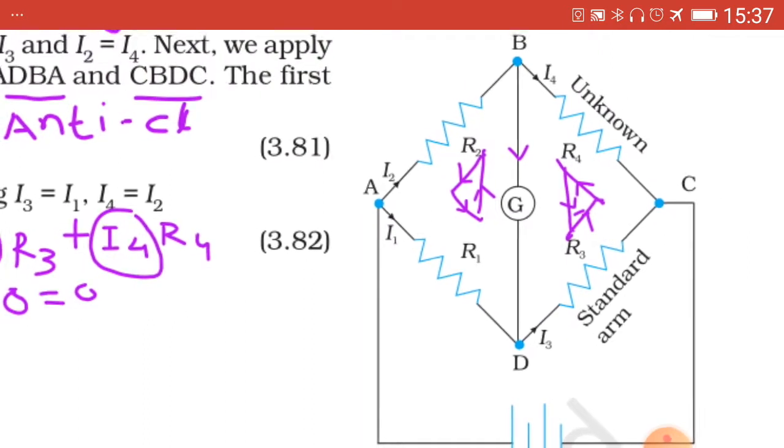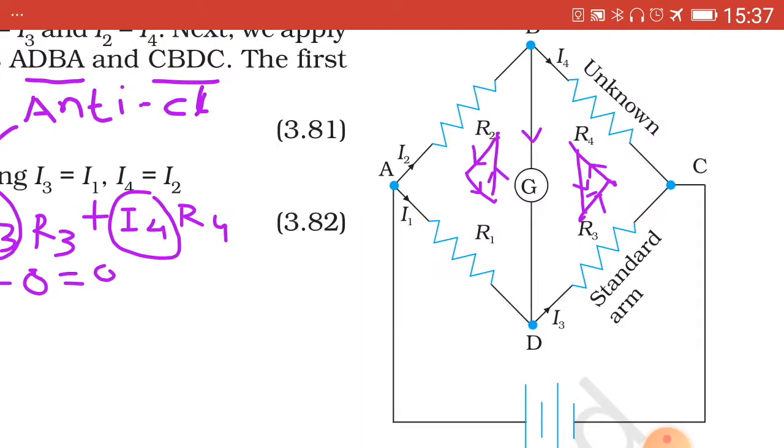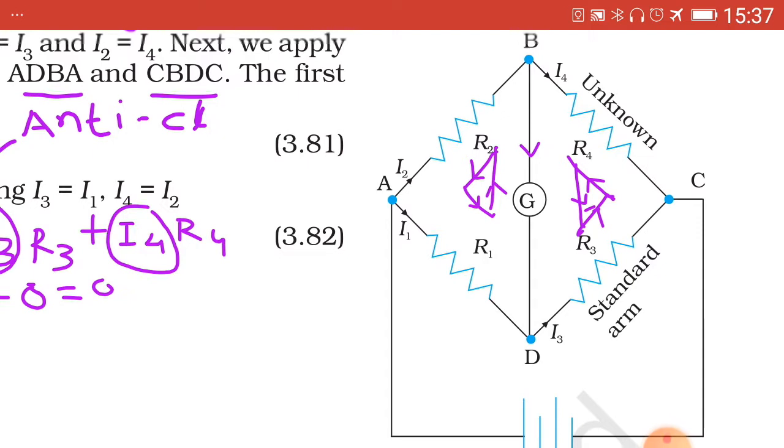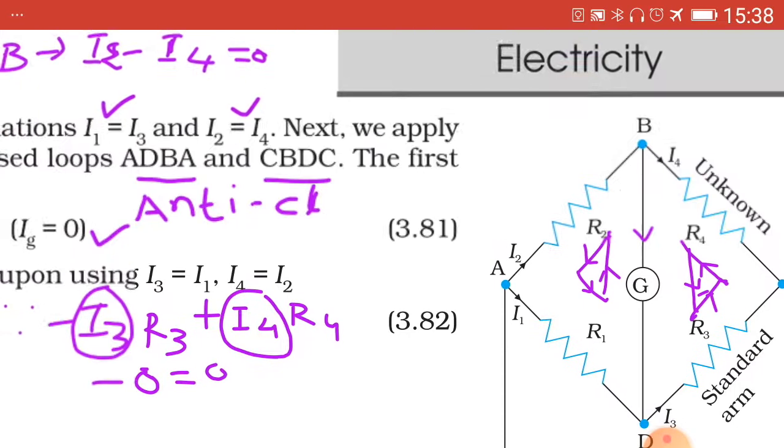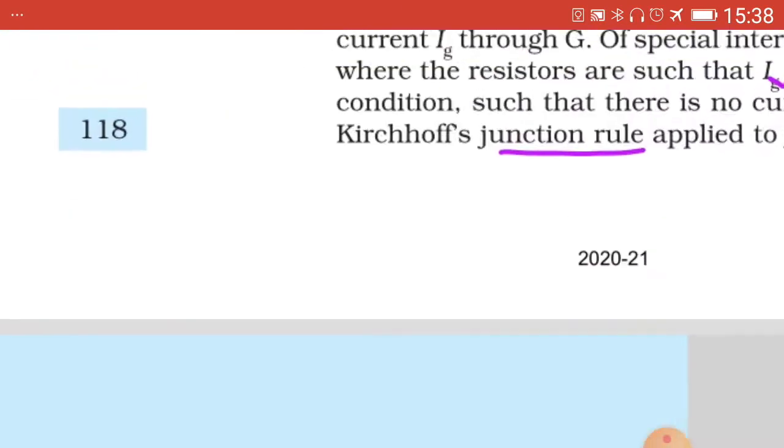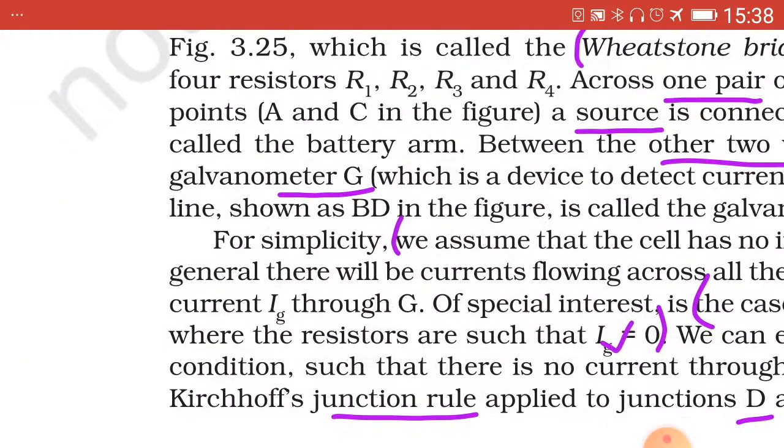Similarly, point B is a junction, point D is a junction, and again point C is a junction. That is, A and C are junction points that form the battery arm, and B and D are the other junction points that form the galvanometer arm. Now we refer to the description written here.